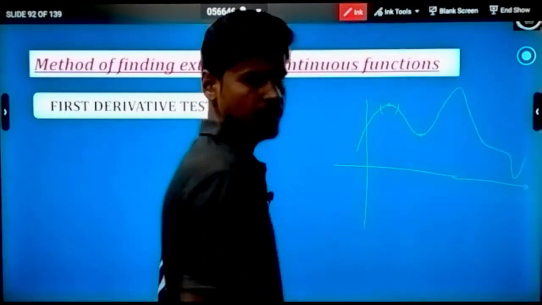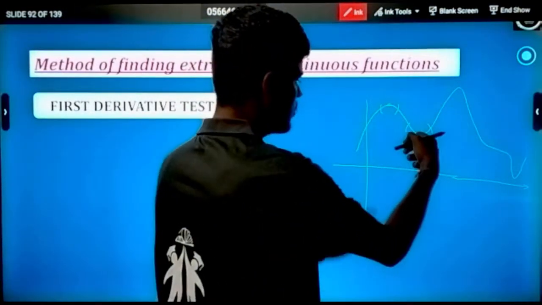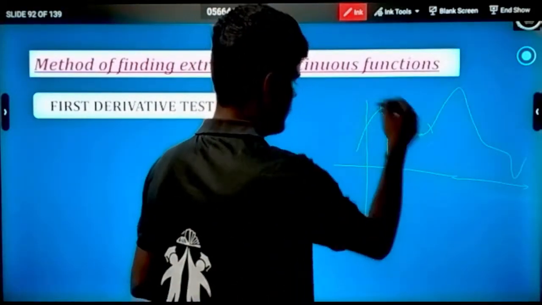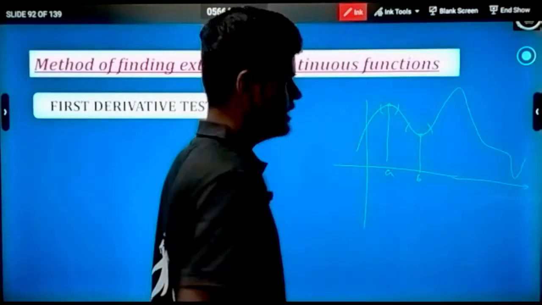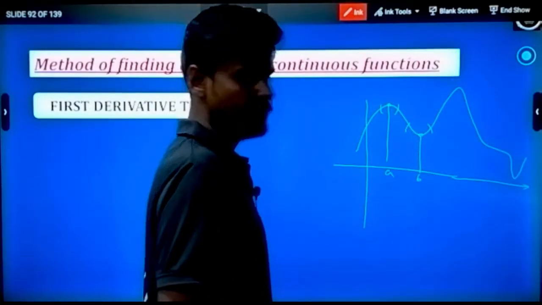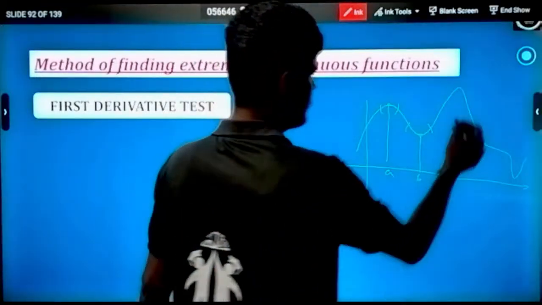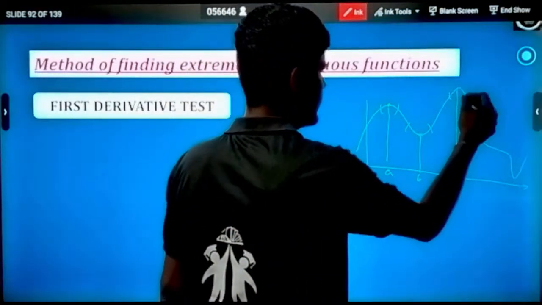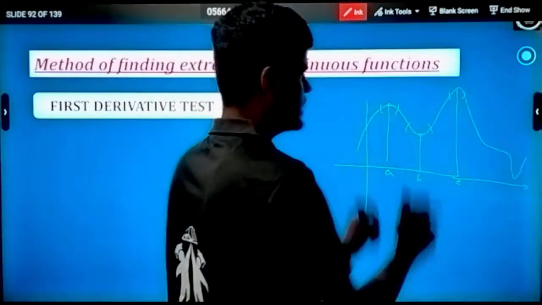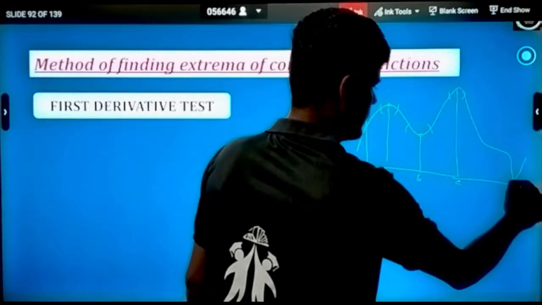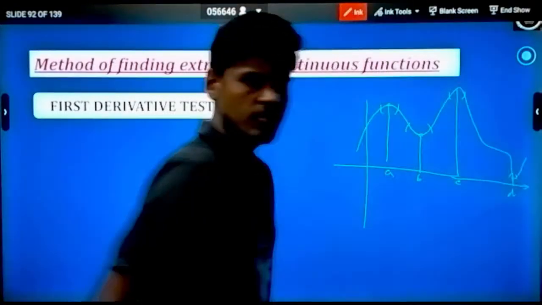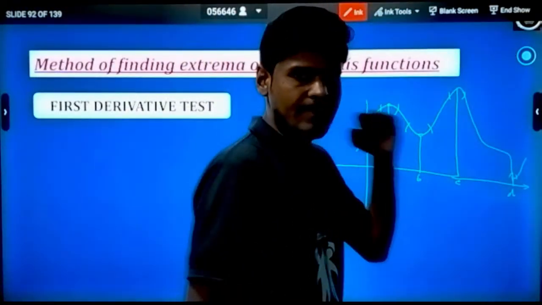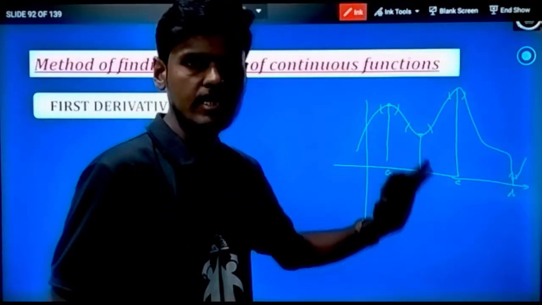Similarly, this point will be minimum. Why is that? Because in the neighborhood of this point, this value f of b attains the minimum value. Say this is f of a, and b, f of b. F of b is the minimum value of this curve. Similarly, this point c will be a maximum point because in its neighborhood this value attains maximum. Similarly, this point d will be a minimum point. So what is the understanding from this? In the neighborhood of the point, the value should be either maximum or minimum. Then we can say it is maxima or minima.